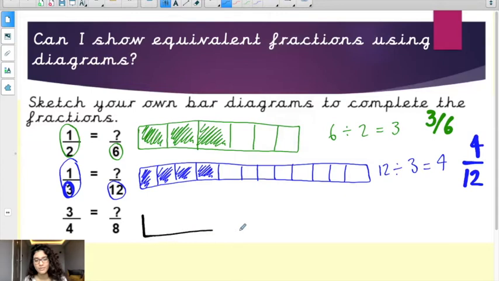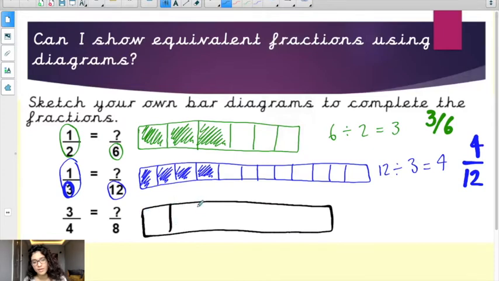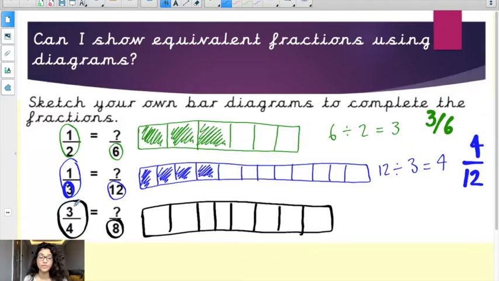So let's do that like so. 1, 2, 3, 4, 5, 6. That should be divided into 8 parts. Actually, hang on, I think I need to do it one more time. 1, 2, 3, 4, 5, 6, 7, 8. Fantastic. So that's been split into 8, as our question tells us. Now we have to shade in 3/4 of that shape.